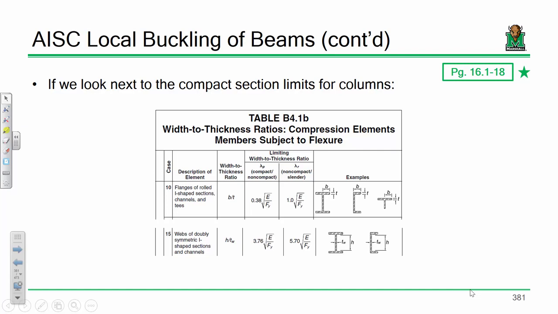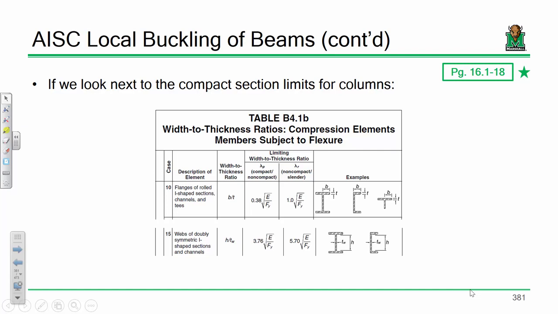Now, I have a star on this, but you actually don't really need to tab it, because if you turn to 16.1, I think it's 17, there should be a tab already there for the columns. And this is the table literally on the next page. So if you look at the header, this table is B4.1b. It says members subjected to flexure. And then the table next to it should say B4.1a, members subjected to axial compression. So it's either on the page on the right or it's on the previous page, the one behind it.